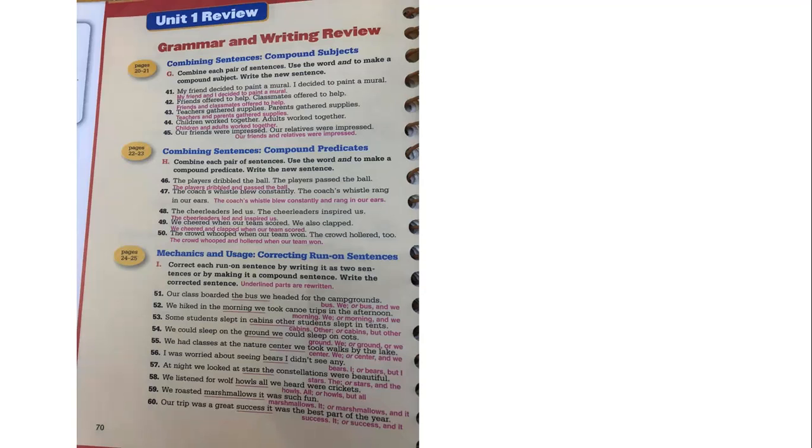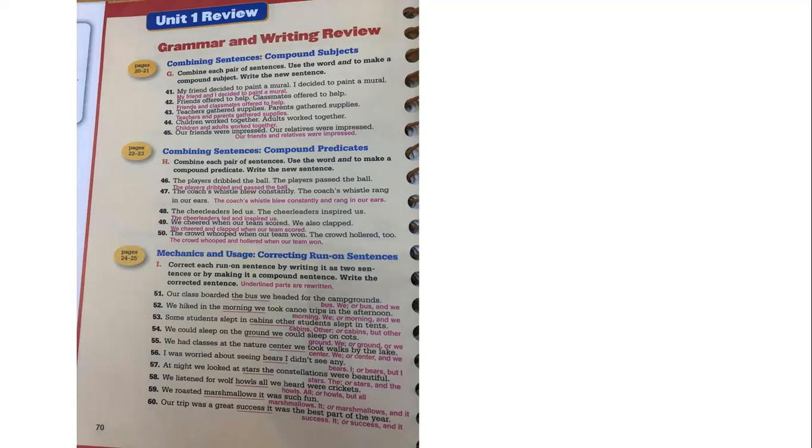Number 52: We hiked in the morning. We took canoe trips in the afternoon. We hiked in the morning, period, capital W for "we took canoe trips in the afternoon." Number 53: Some students slept in cabins, other students slept in tents. Some students slept in cabins, period, capital O for "other students slept in tents," or "Some students slept in cabins, comma, but other students slept in tents." Number 54: We could sleep on the ground, we could sleep on cots. Again, we can put a period after "ground" and capital W, or we can use the conjunction "or": We could sleep on the ground, comma, or we could sleep on cots.